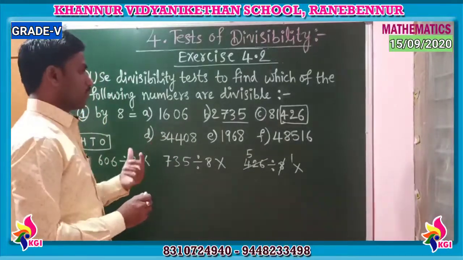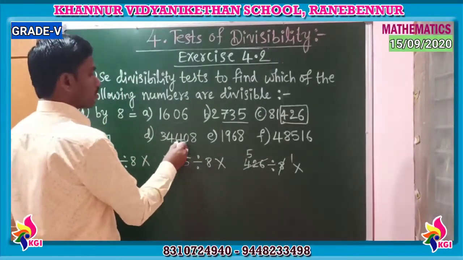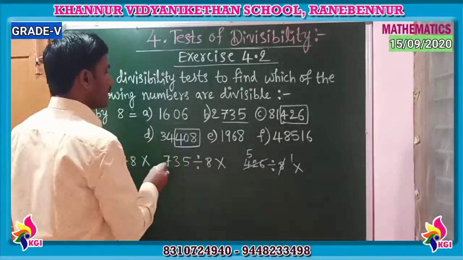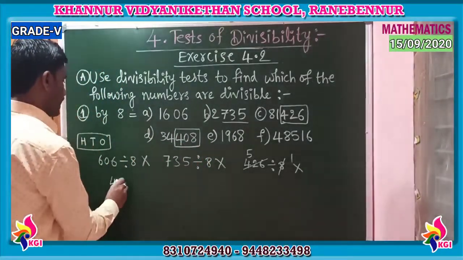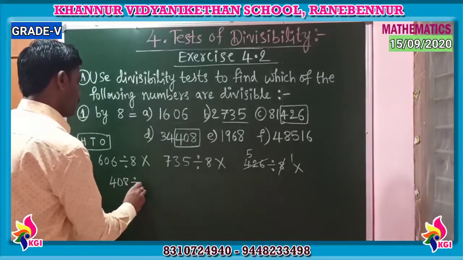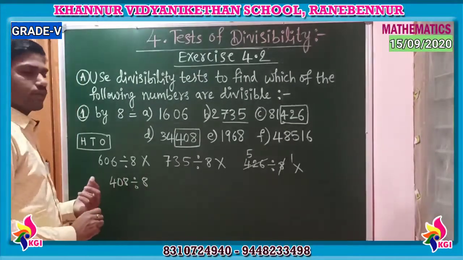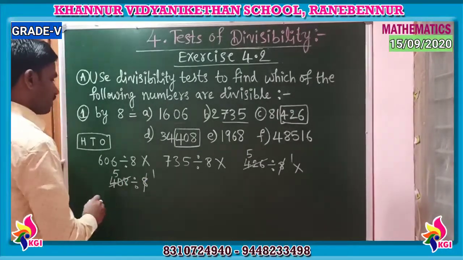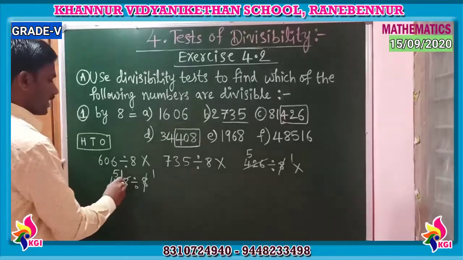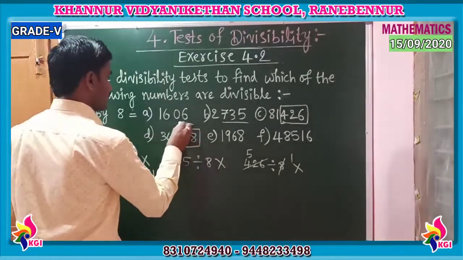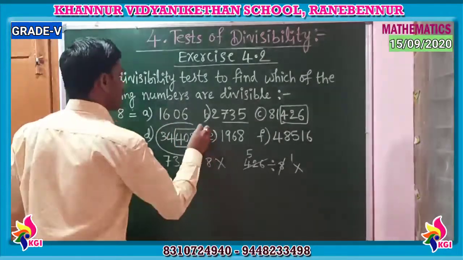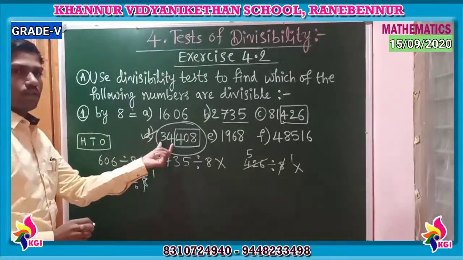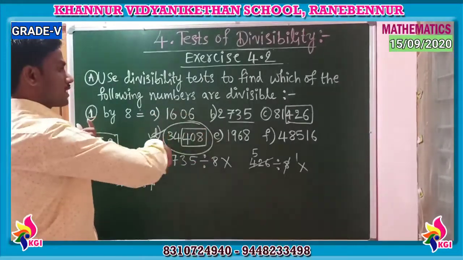Next one, D, we have to check 34408. In this, we consider the last 3 digits, and this is 408. Now children, is this 408 divisible by 8 or not? We have to check. 8 ones are 8, 8 fives are 40, 8 ones are 8. Yes dear, 34408 is divisible by 8. Okay, we can circle this number.